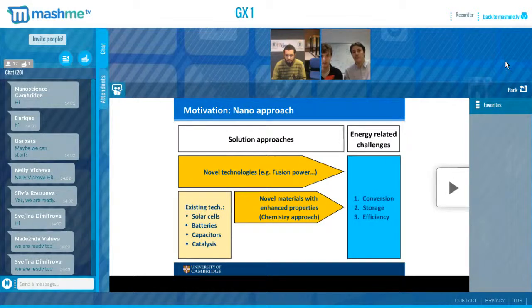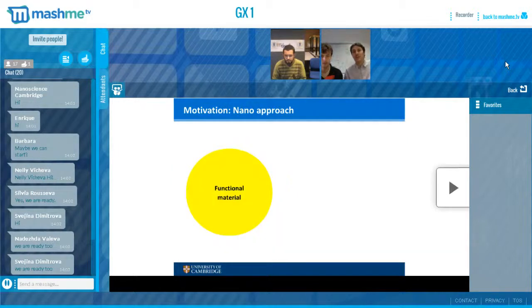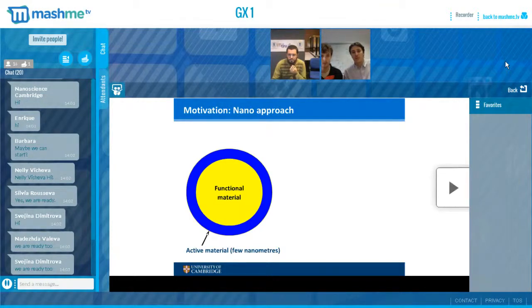I would call this the chemistry approach because the aim is to synthesize new and novel materials. But our approach is even less complex because we're using existing technologies and existing materials. What we are trying to do is enhance the properties of these materials by nanostructuring them. The easy way to explain that is, we are working with functional materials, but typically if this is a bulk material, only a really small shell around the material is actually active. Most of the bulk material isn't really contributing to the functionality of the device.